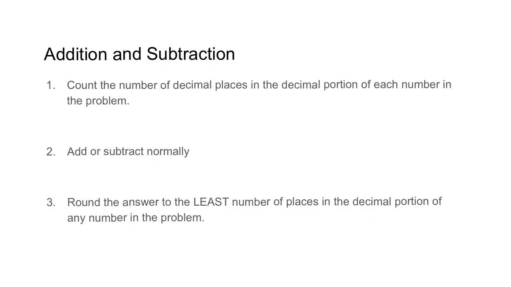So with addition and subtraction, as we get into these rules, you're going to first count the number of decimal places in the decimal portion of each number in the problem. So let's say we had a problem like 2.5 plus 0.123.